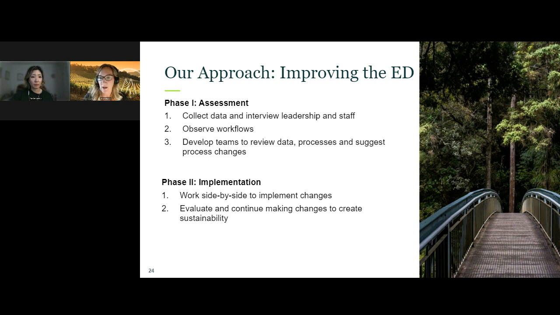And then when we help you implement some of the changes, we'll work side by side. We'll stay there. We'll come on site whenever we need to. We'll help run some sub teams. We'll help coach leadership if needed, work with providers, any of those things to implement the suggested changes. And then we'll continue to make improvements and create sustainability in any way that we can.